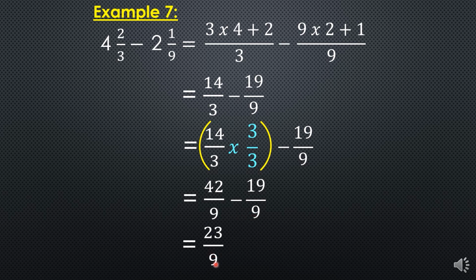Now our answer is an improper fraction. We have to change this to a mixed number. So 23 over 9 is the same as 2 and 5 over 9. Therefore, our answer is 23 over 9 or 2 and 5 over 9. Okay?